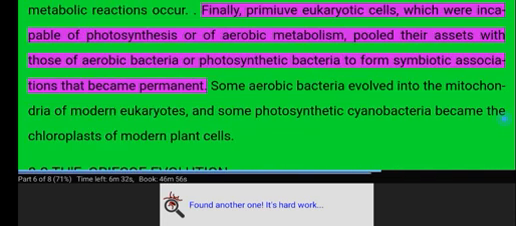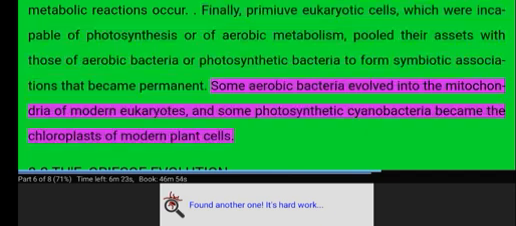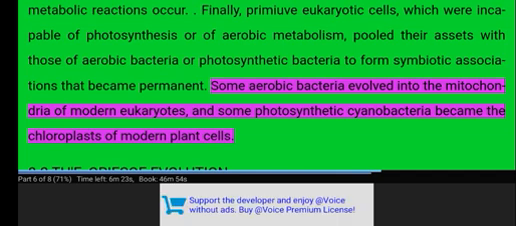Finally, primitive eukaryotic cells, which were incapable of photosynthesis or of aerobic metabolism, pooled their assets with those of aerobic bacteria or photosynthetic bacteria to form symbiotic associations that became permanent. Some aerobic bacteria evolved into the mitochondria of modern eukaryotes, and some photosynthetic cyanobacteria became the chloroplasts of modern plant cells.